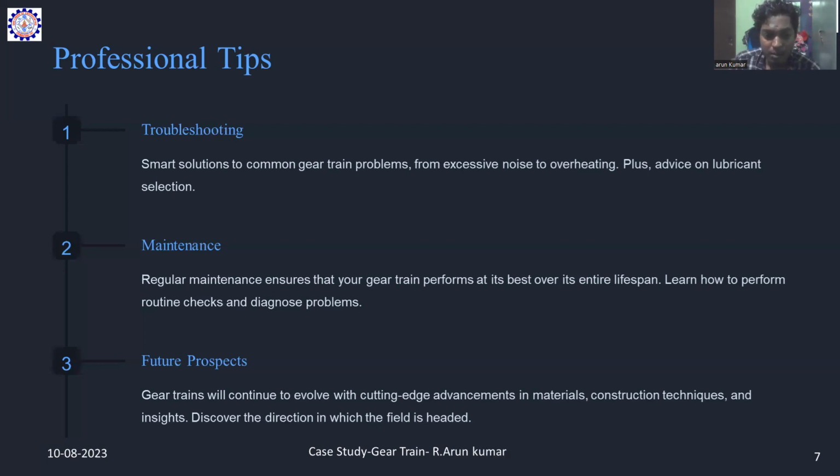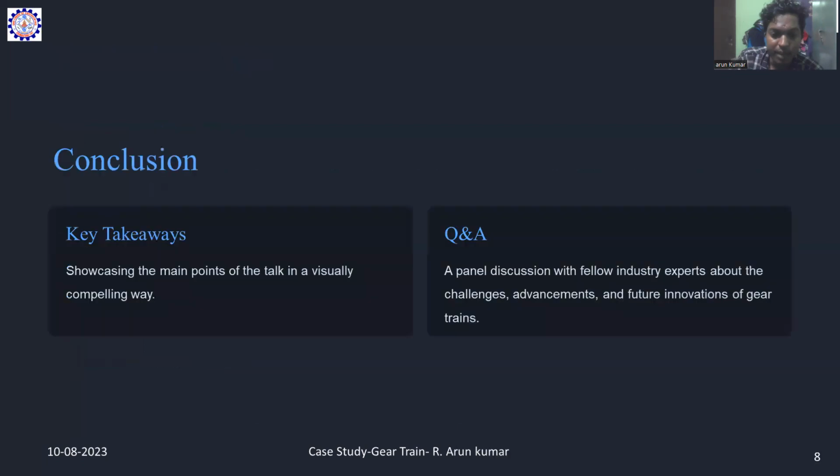In future prospects, the gear train will continue to evolve with cutting-edge advancements in materials and construction techniques, and we discover the direction in which the field is headed.